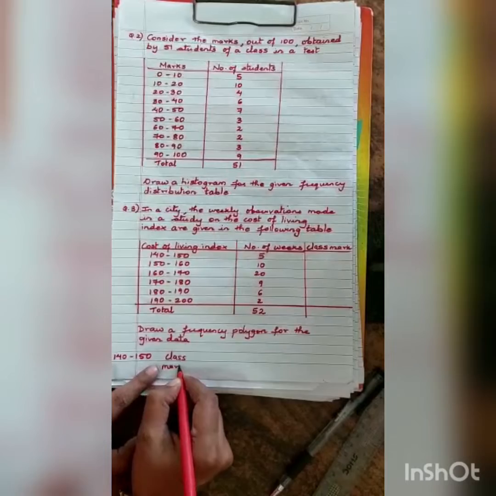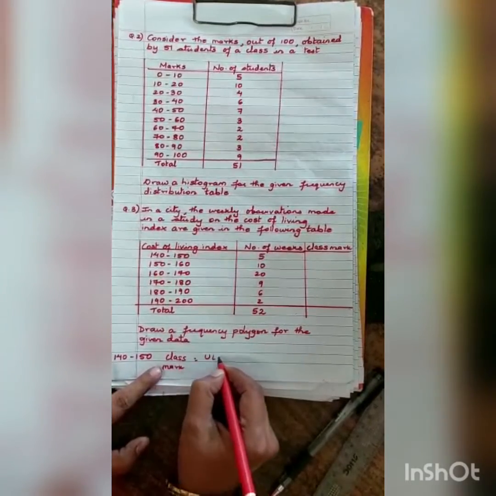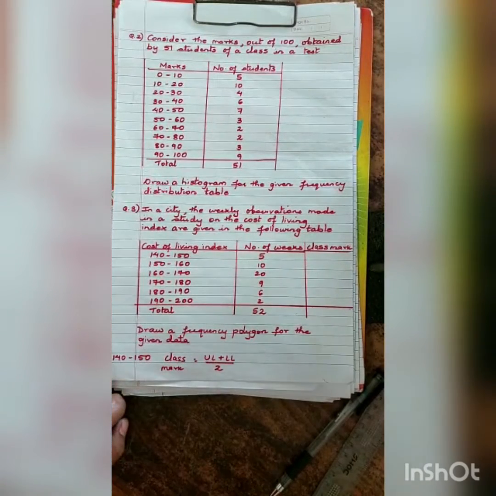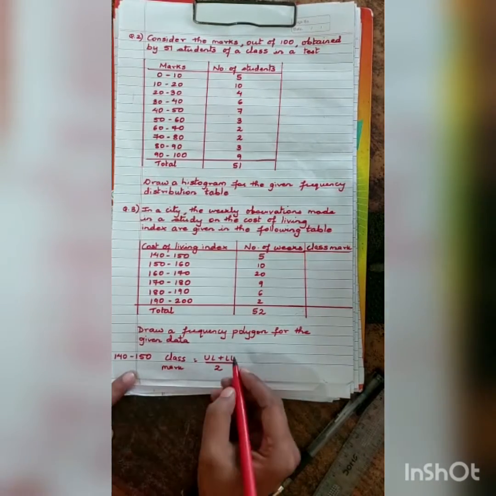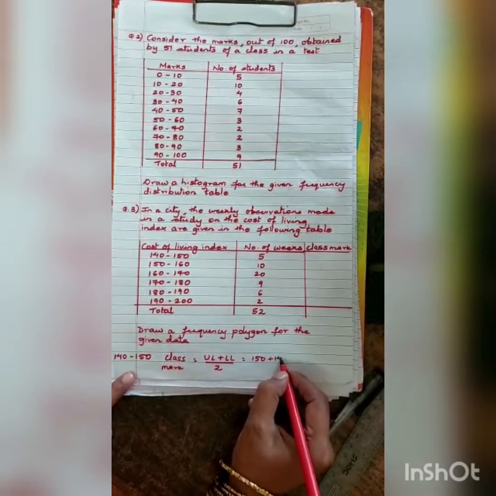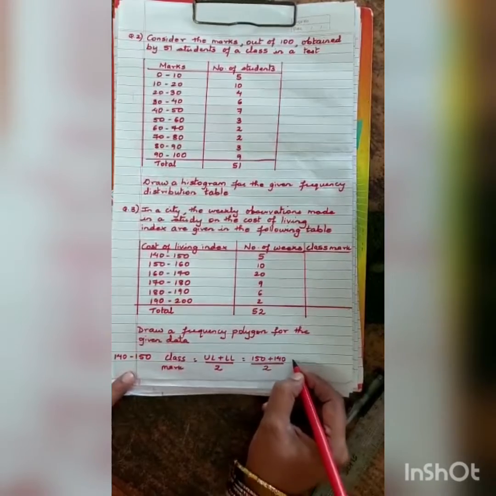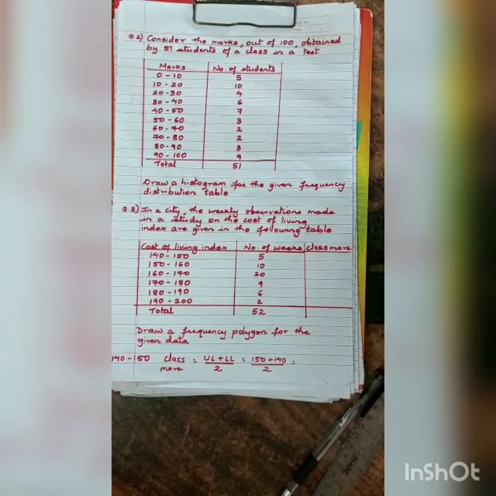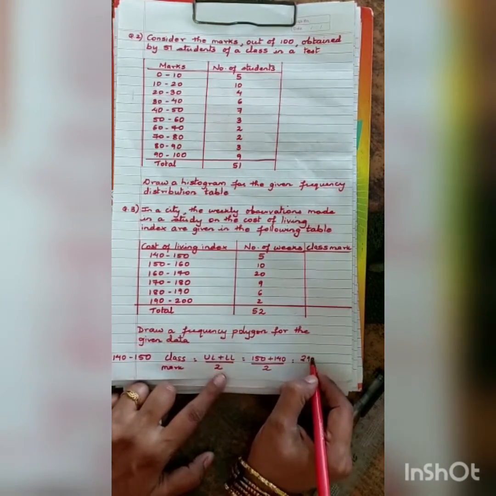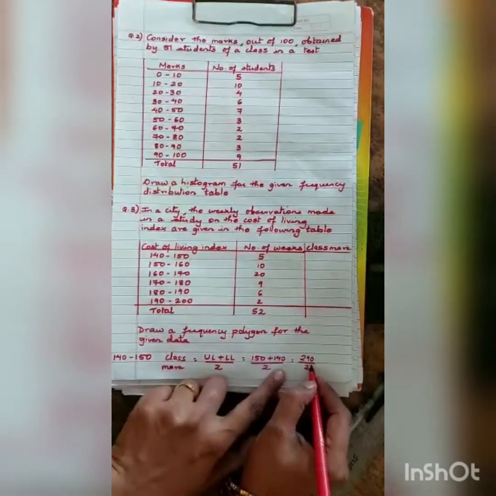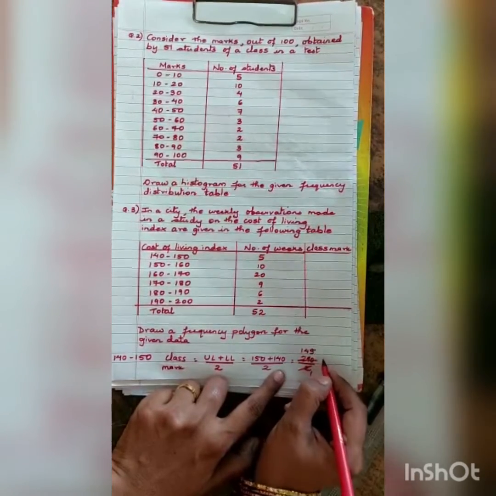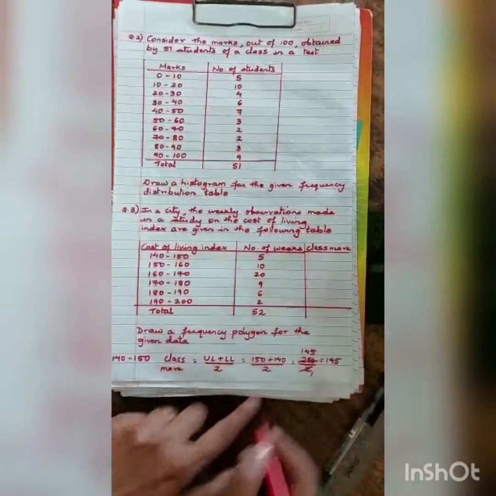Class mark, we find class mark as upper limit plus lower limit divided by 2. Now in this case, upper limit is 150 plus lower limit is 140, divided by 2. So what is 150 plus 140? 290. So 290 divided by 2. So 2 ones are 2, 2 ones are 2, 2 fours are 8, carry 1, 2 fives are 10. So class mark is 145.